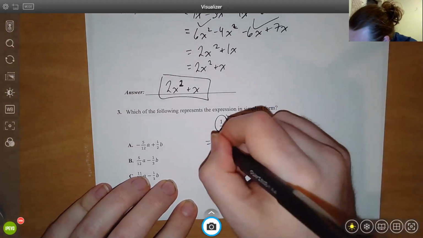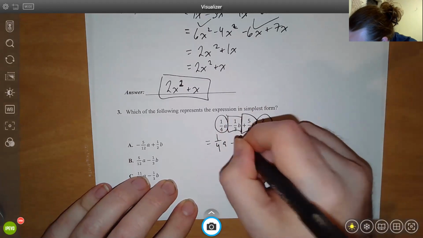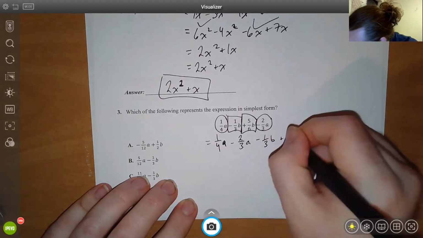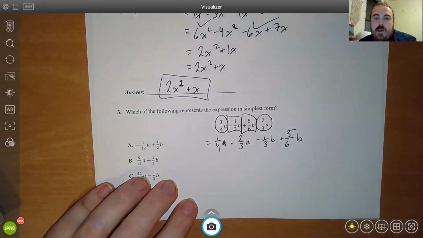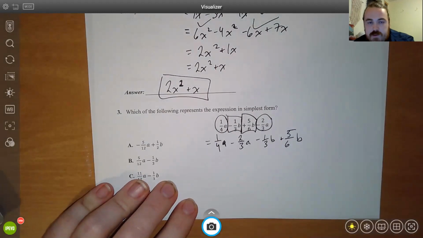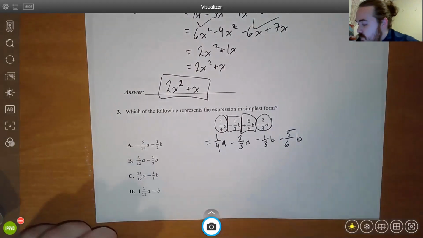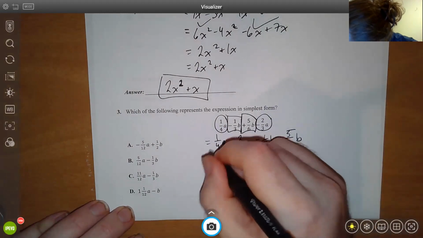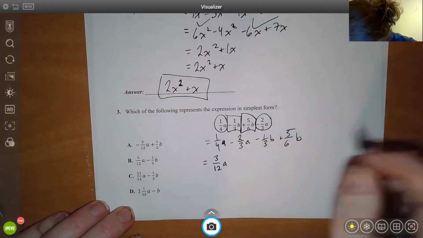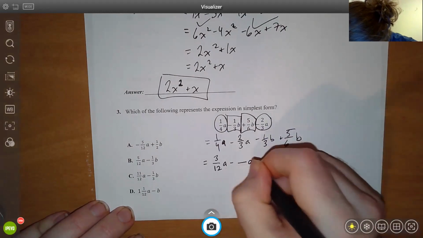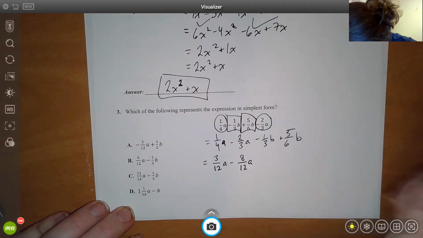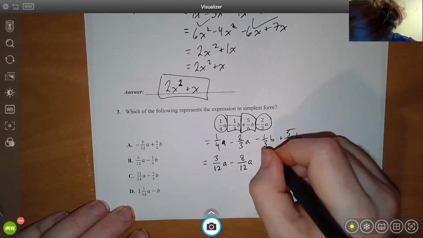So first rearrange it. 1/4 A minus 2/3 A minus 1/3 B plus 5/6 B. Now you gotta remember when you're adding and subtracting fractions, and I think you guys do remember this from last year in 5th grade, you need to have a common denominator. 4 and 3, the common denominator should be 12. All right, 4 times 3 is 12, so 1 times 3 is 3. 3 times 4 is 12, so 2 times 4 is 8. Now, again, common denominator with 3 and 6, that'd just be 6.